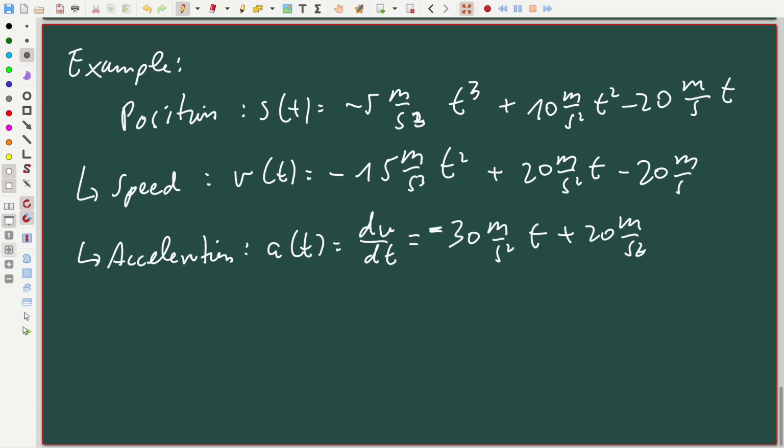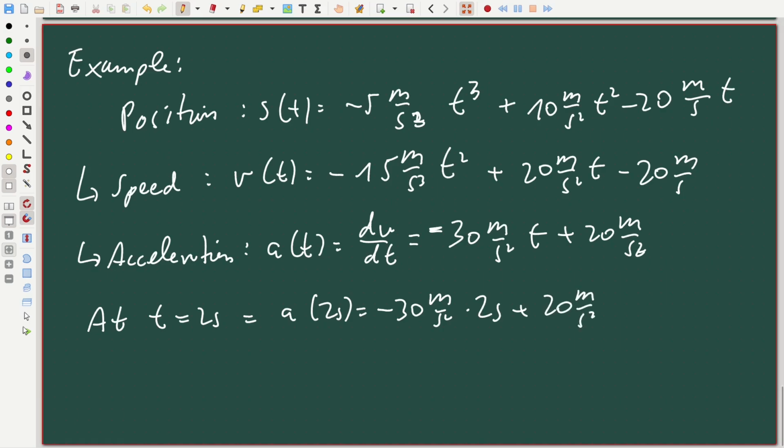The last thing which we could do now is calculate this acceleration at a certain time, t equal to 2 seconds. Then, of course, we have to write a of 2 seconds, which would be minus 30 meter per cubic second times 2 seconds plus 20 meter per square second. And this gives at the end minus 40 meter per square second.